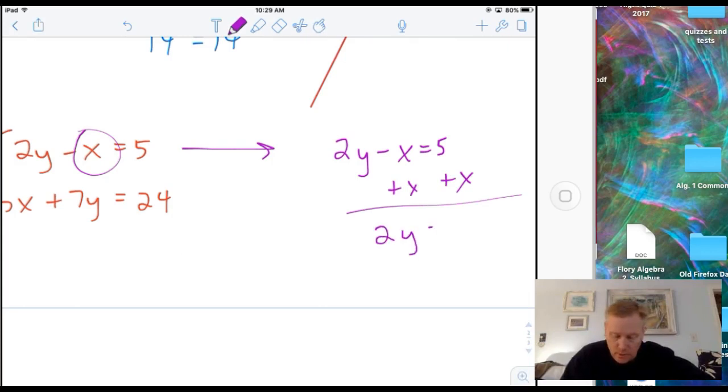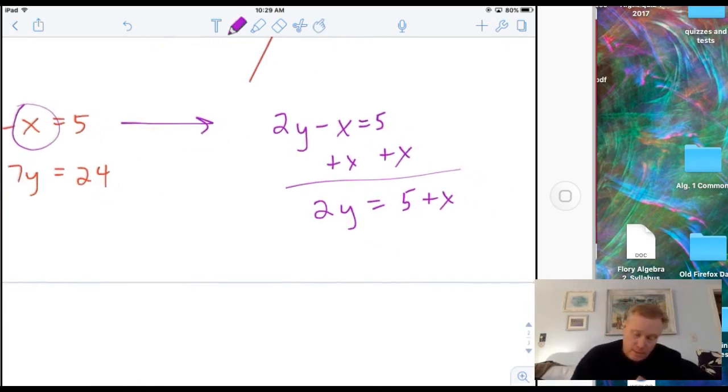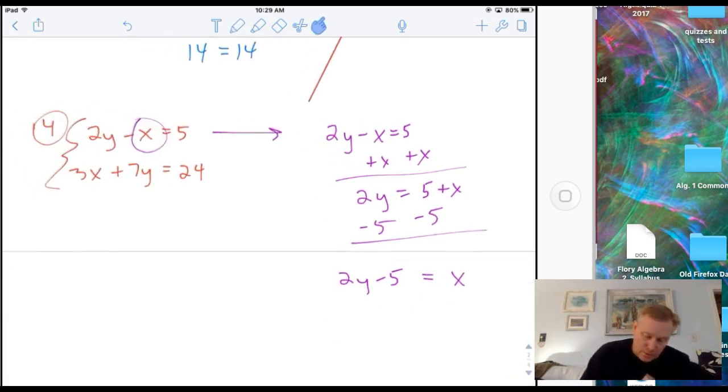And then I get 2y. Remember, you can't add 5 and x together. I can just go 5 plus x. Next, I want to get the x alone, so I'm going to subtract 5 from both sides, and I get x equals 2y minus 5. And that is an equation that I can now substitute into the other one.